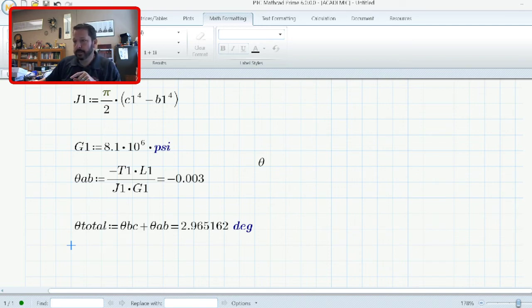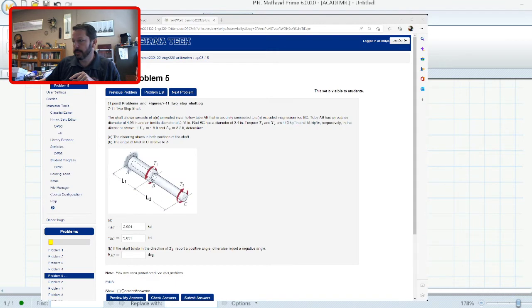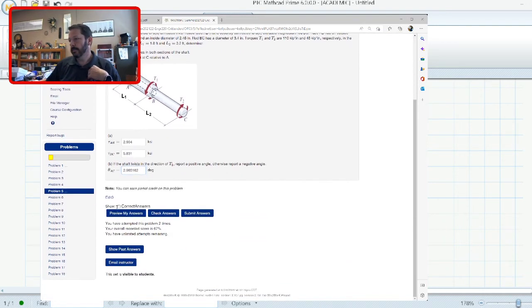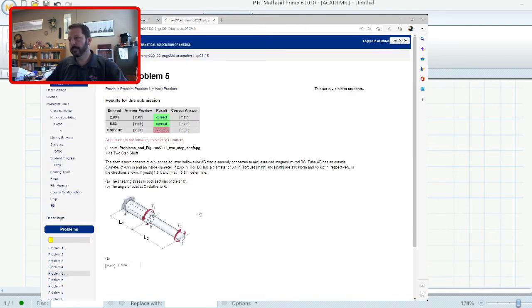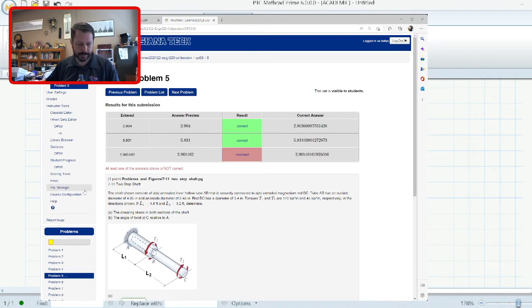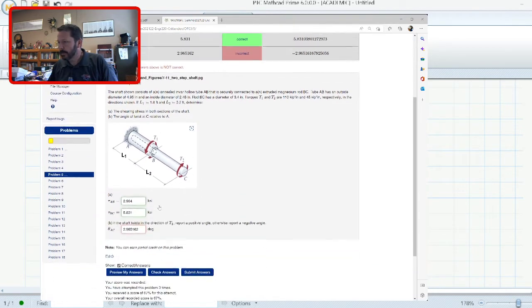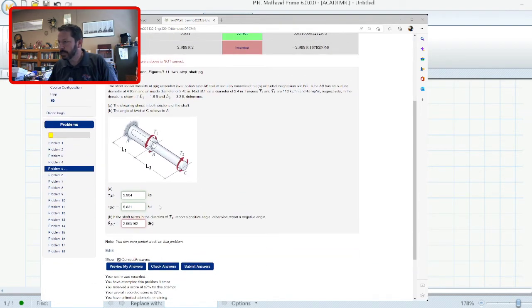WebWork does want it in degrees over here. Let's see if it likes our number, 2.965162 degrees. Does not. Oh, wait, what's it negative? If the shaft twists in the direction of T1, report a positive angle. Oh, okay. I misinterpreted what it was saying there.